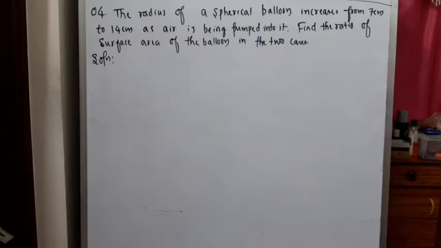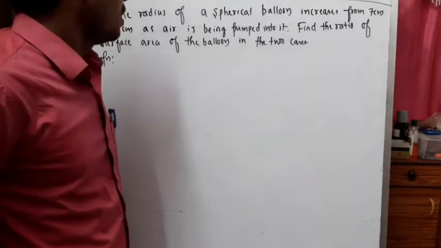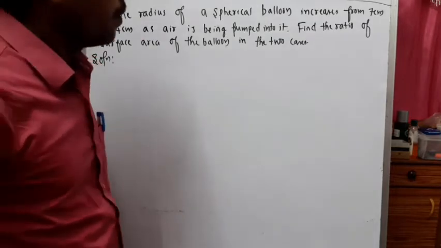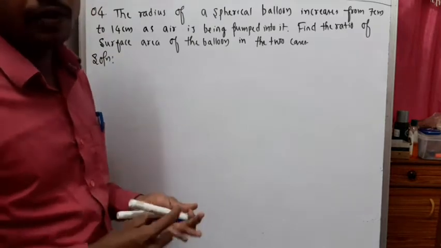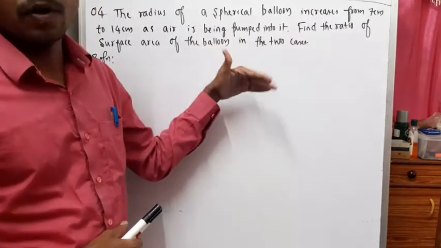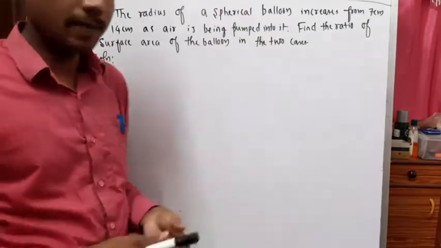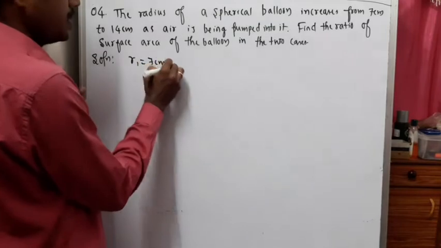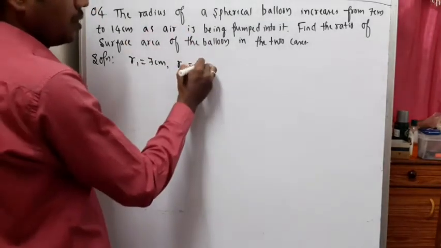So fourth question, the radius of a spherical balloon increases from 7 centimeter to 14 centimeter as air is being pumped into it. Find the ratio of surface area of the balloon in the two cases. Okay, we need to take the ratio of the surface area of the balloon in two cases. One, when it is 7 centimeter. Second, when it is 14 centimeter. Okay, so r1 is equal to 7 centimeter. This is the initial radius. After pumping the air, once again it is 14 centimeter.